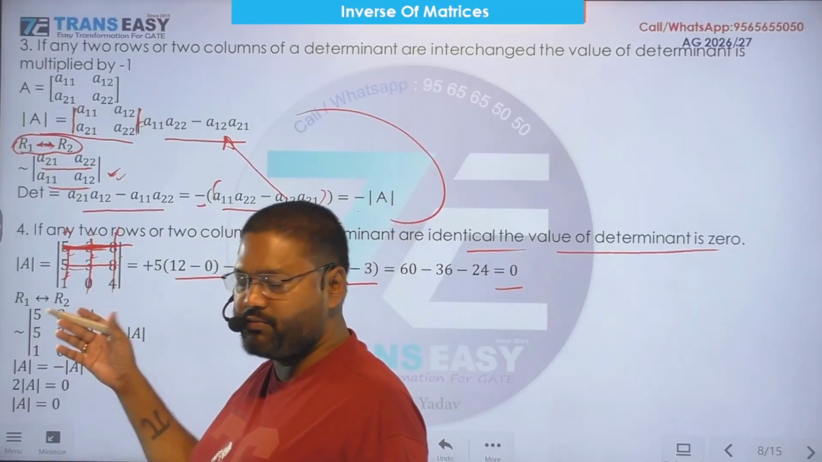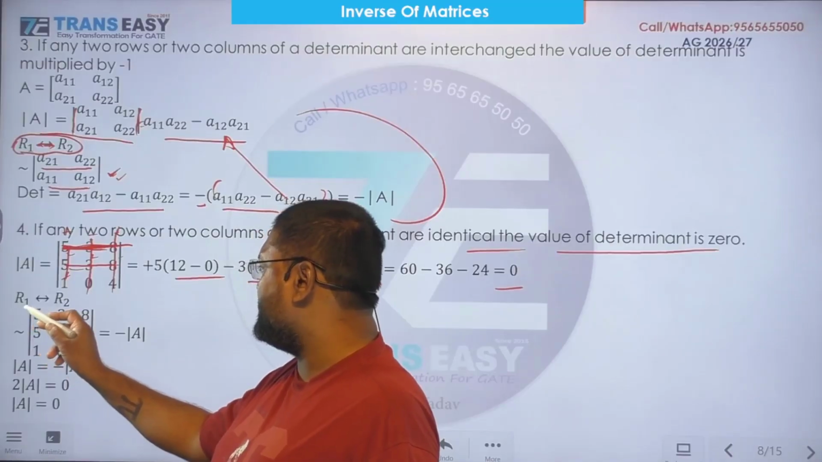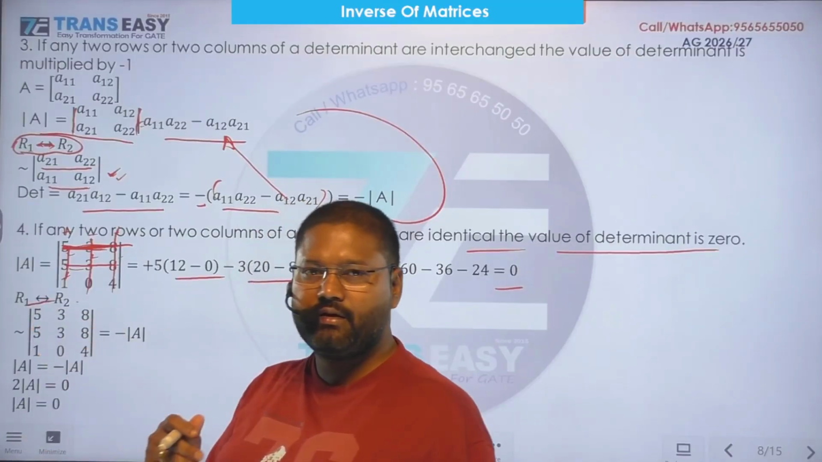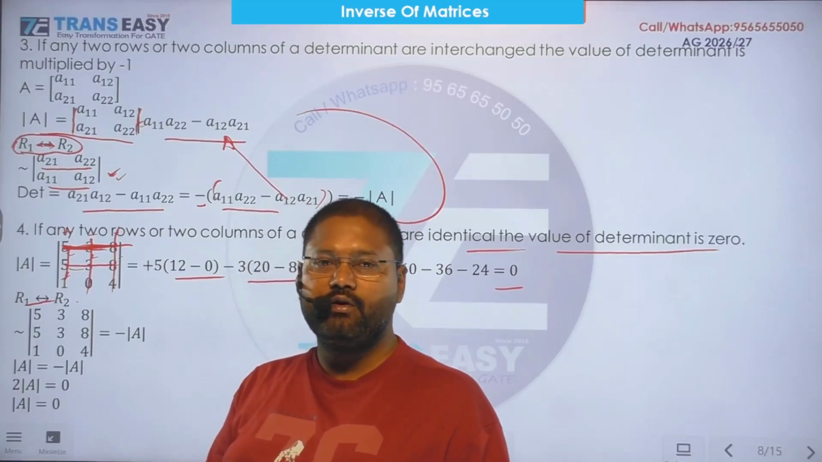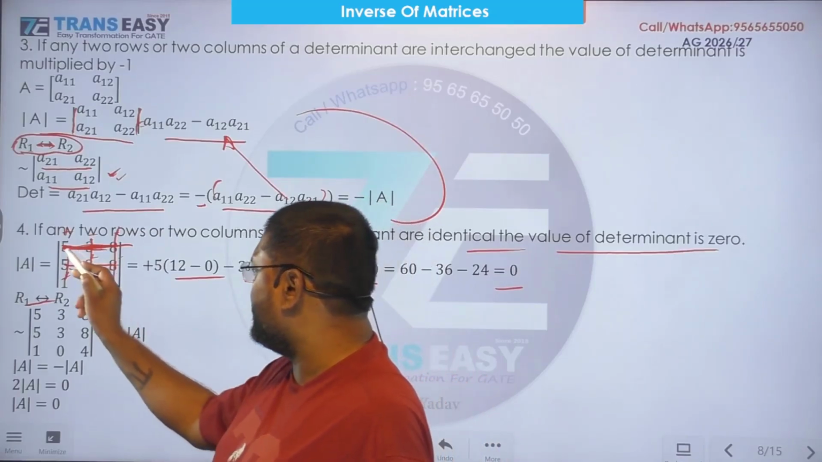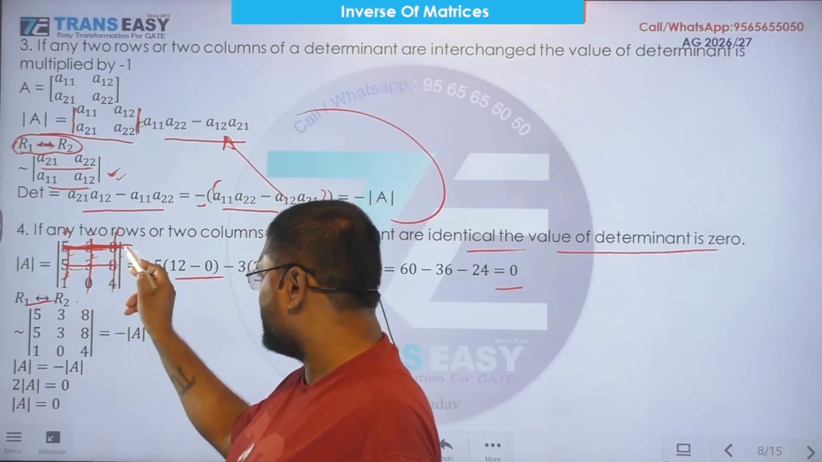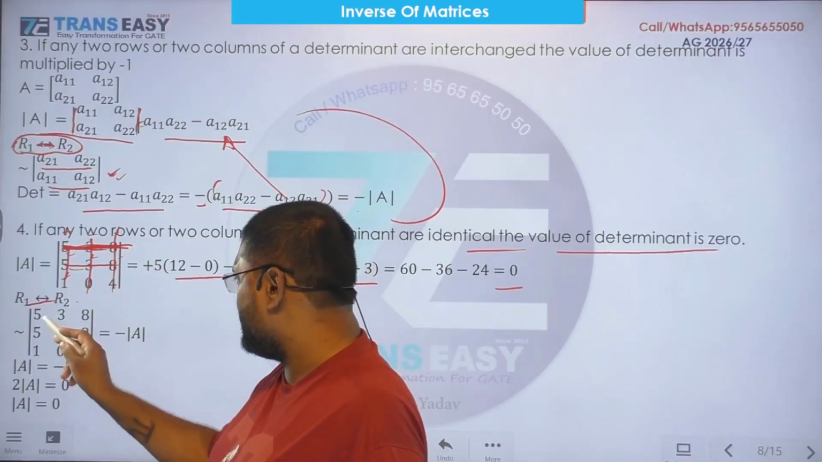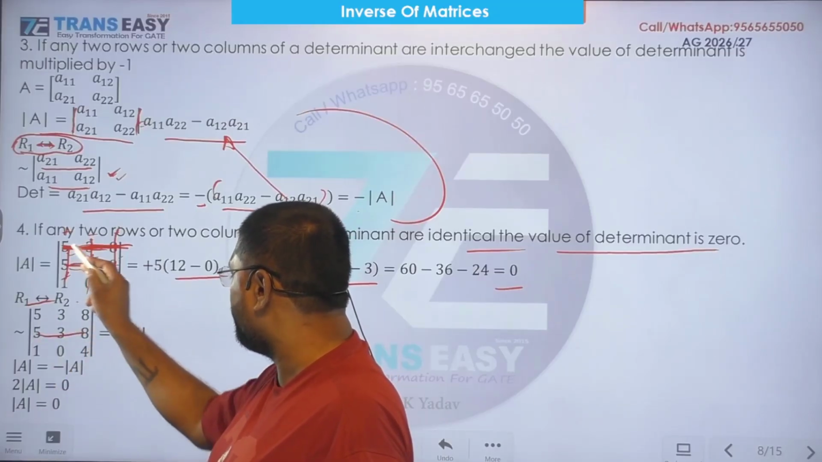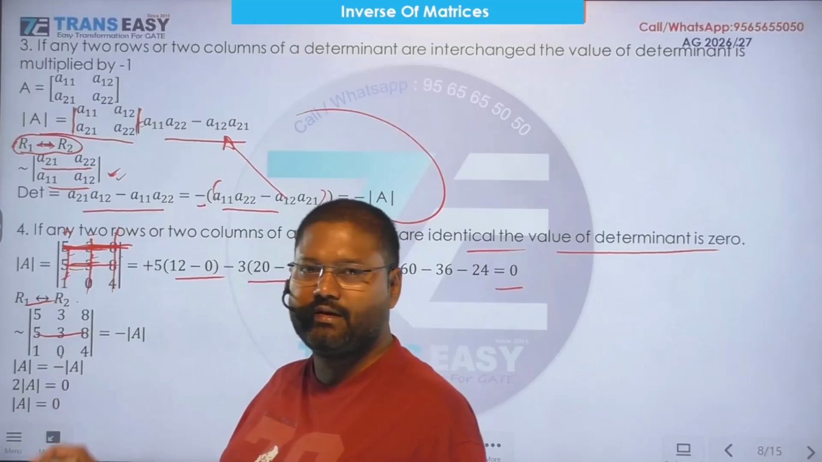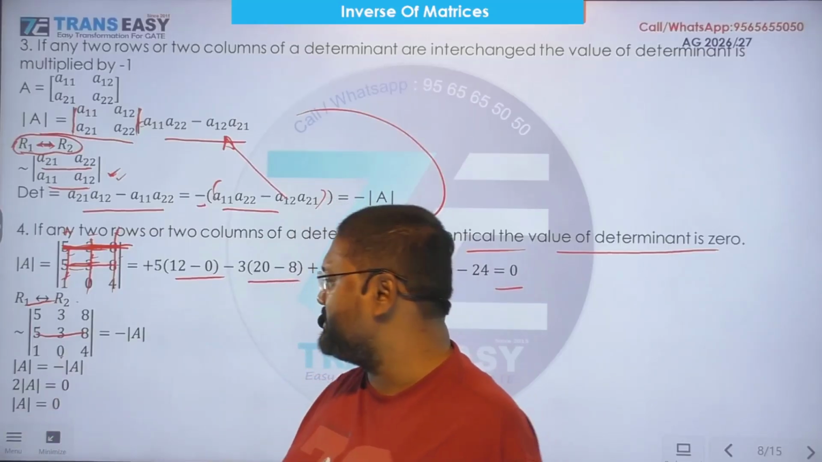Apply this elementary transformation for its proof. Interchange the first and second row. So the first row becomes the second row and the second row becomes the first row. So this is the resulting determinant after this elementary transformation, right?